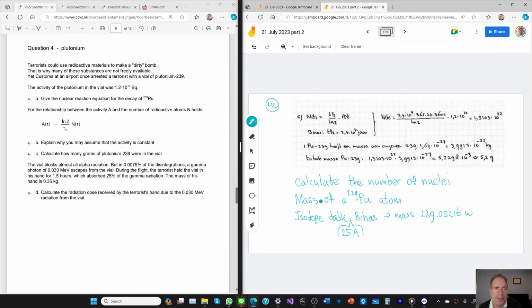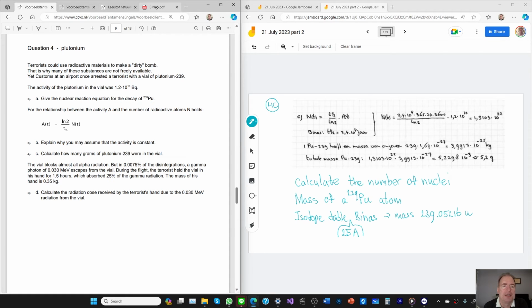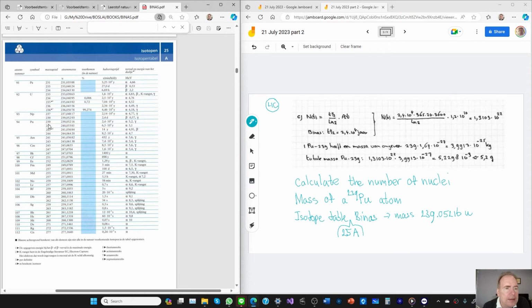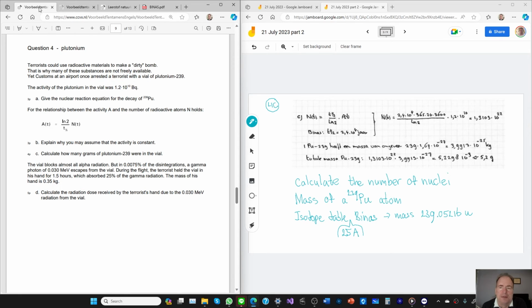And then they ask the mass in grams. So we just figure out what the mass of one nucleus of plutonium is. And how do we figure that out? Well, we go to our isotope table again. It should still be open here. 239 is 239.5216 U, and U is the atomic mass unit. So that's then what they do here.